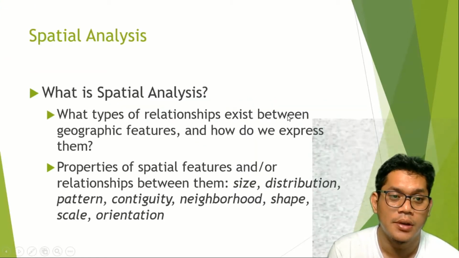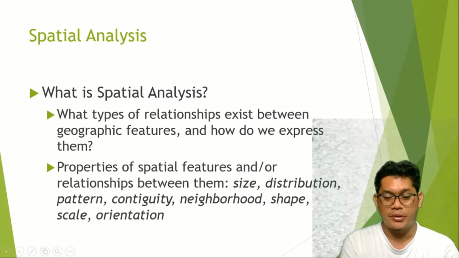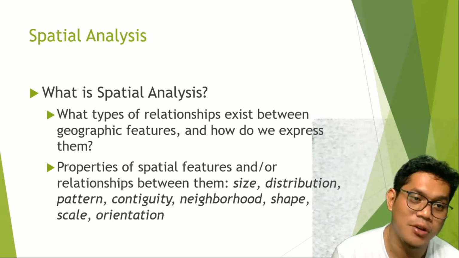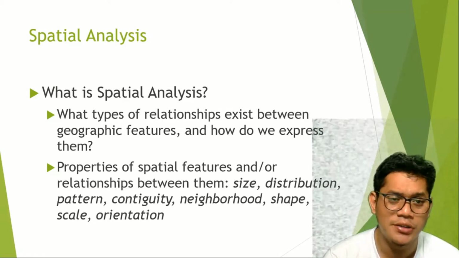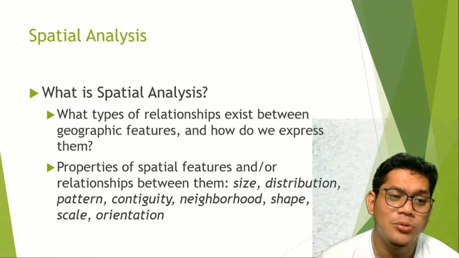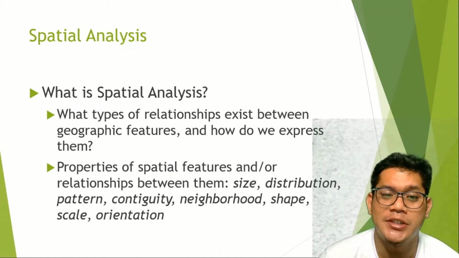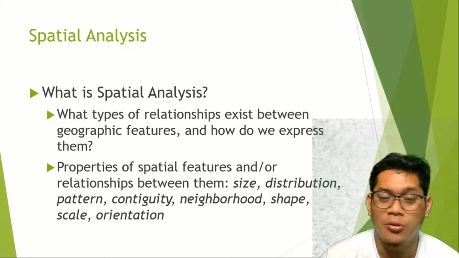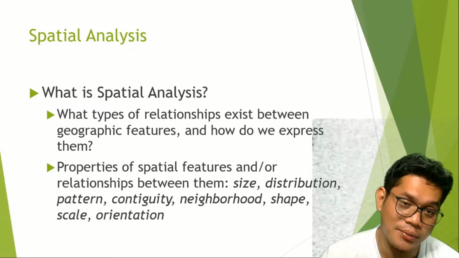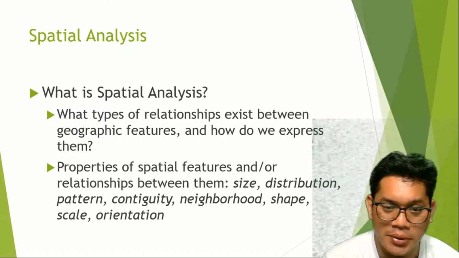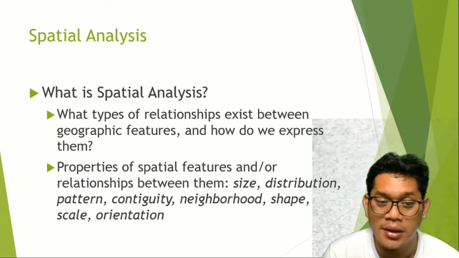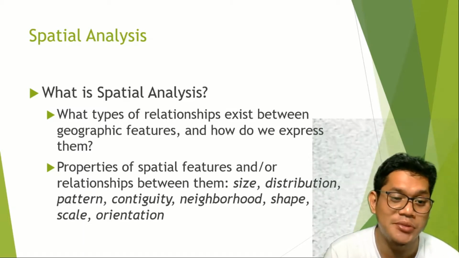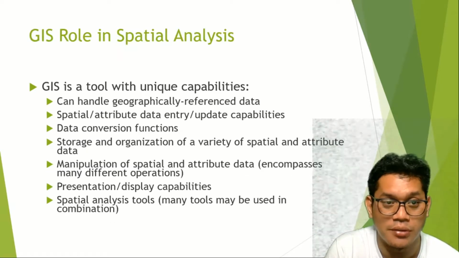When we talk about GIS data analysis, the first important one is spatial analysis. So what is spatial analysis? It is to understand the types of relationship that exist between geographic features and how we want to express those relationships. The properties of spatial features or relationships between them include size, distribution, pattern, contiguity, neighborhood, shape, scale, and orientation.